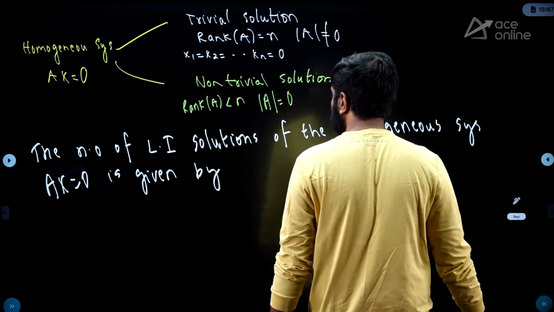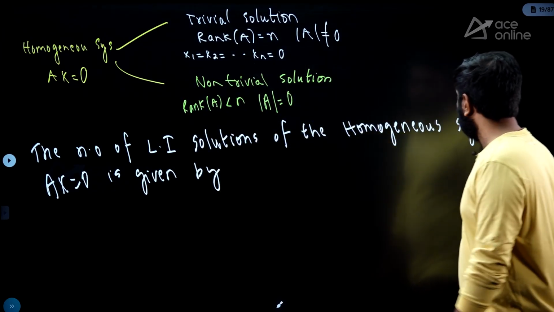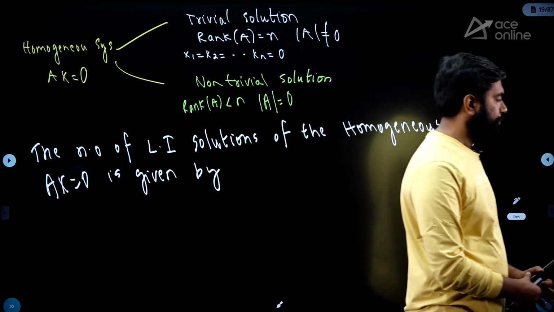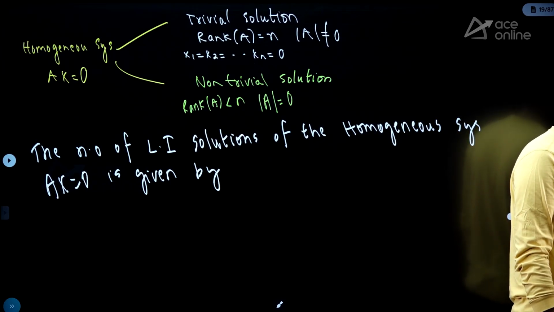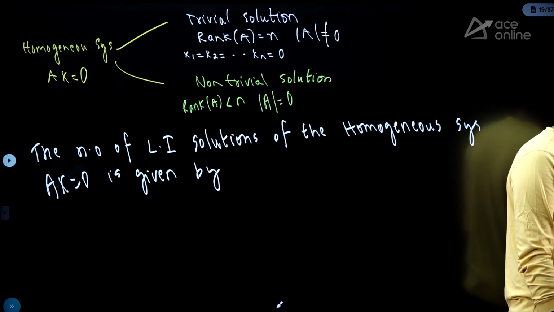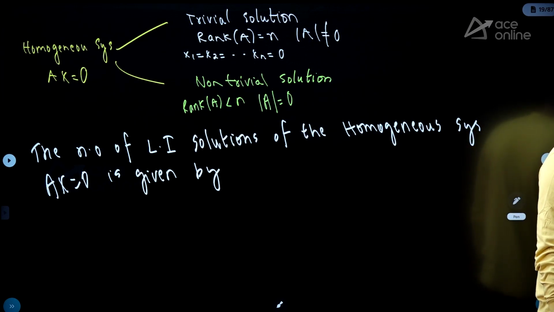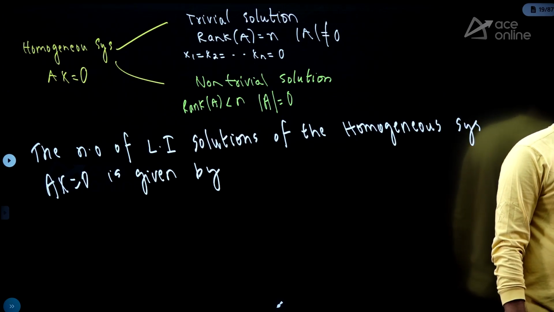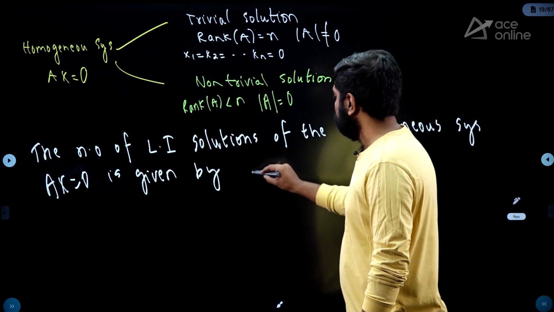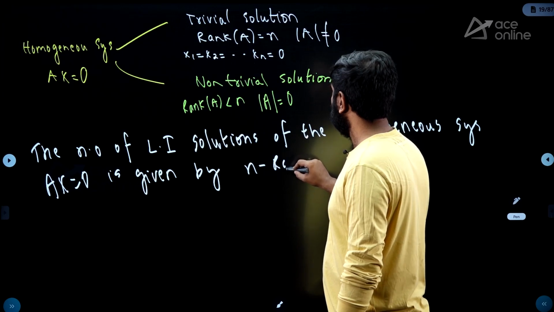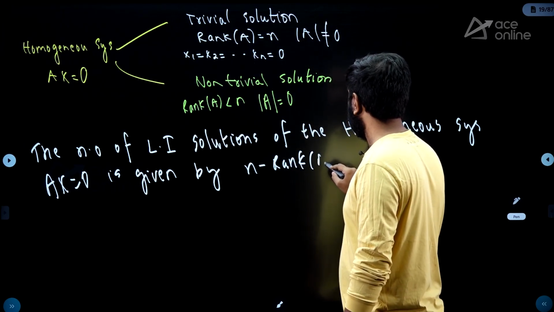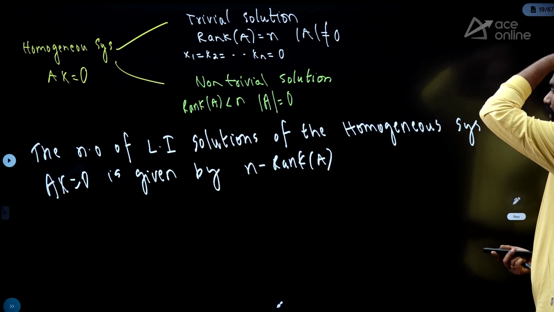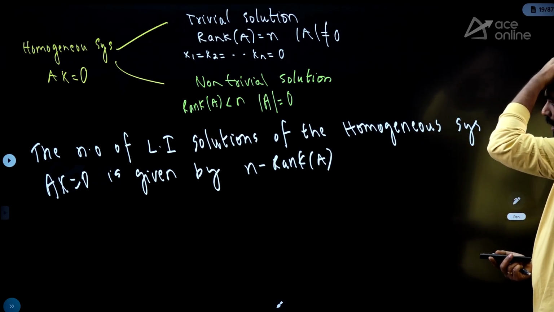Can you people reply? I'll read your comments. The number of linearly independent solutions of the homogeneous system Ax equal to 0 is given by what formula? Abhiram says it is n minus r. Abhiram, can you also tell us what is n, what is r? It is number of variables minus rank of A. Yes, correct. It is n minus rank of A.